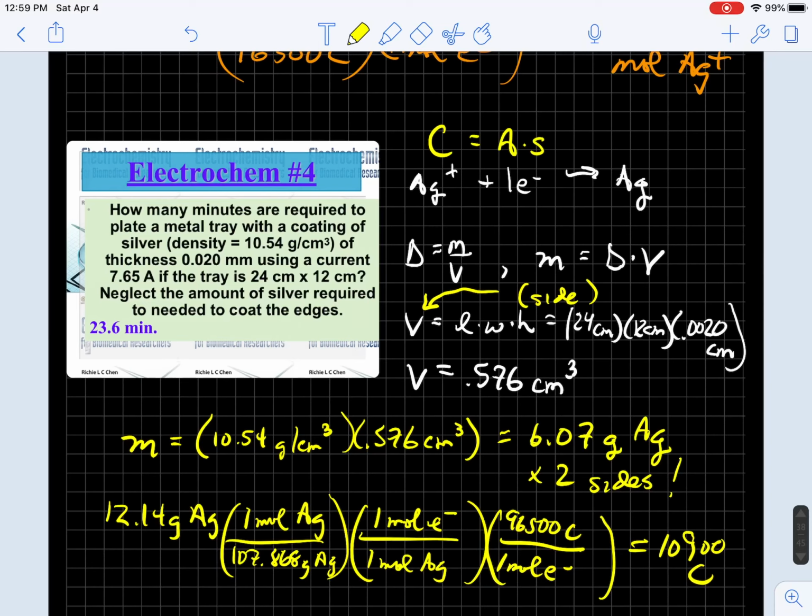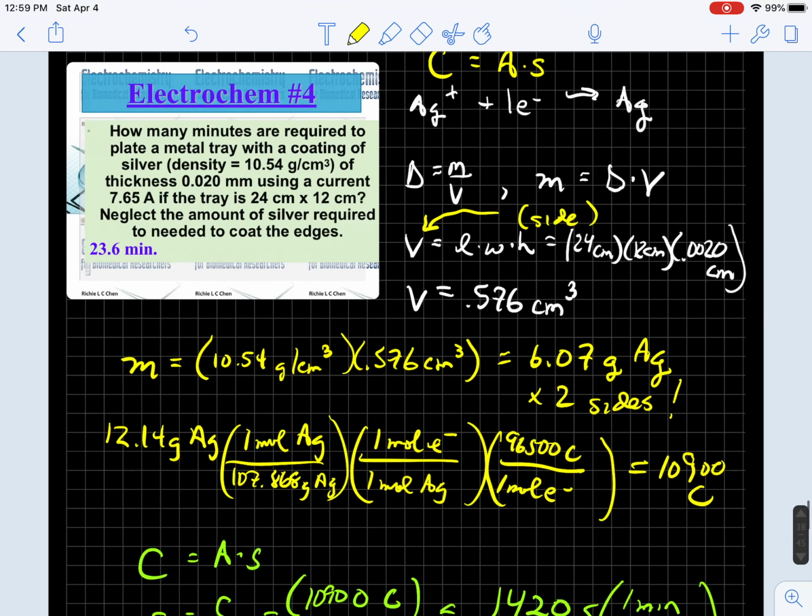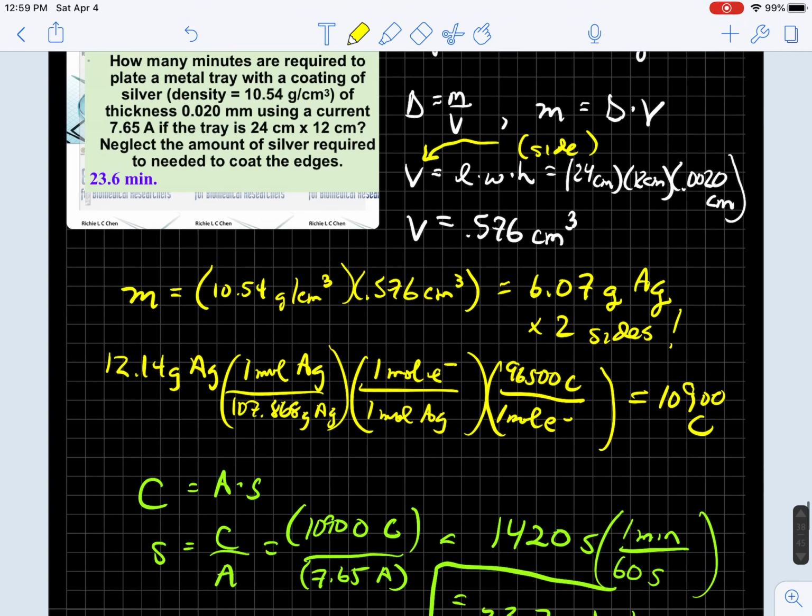And that's because they fail to remember that the tray actually has two sides, a top and a bottom. So when you're calculating that volume, length times width times height, that volume is actually the volume of the coating for one side. And so when you get that volume, you get 0.576 cubic centimeters. Then we can use the density to get the mass for that side at 6.07 grams of silver. But there's two sides, so we have to double it.